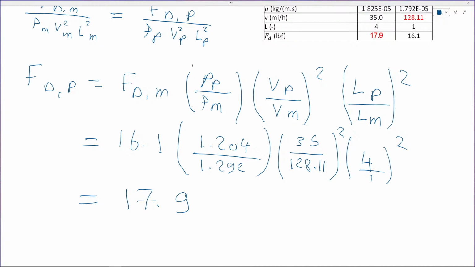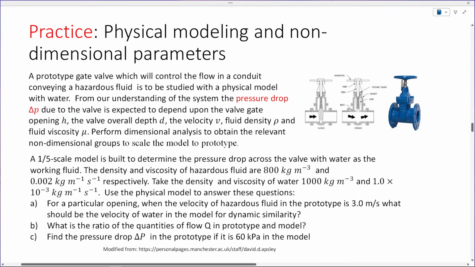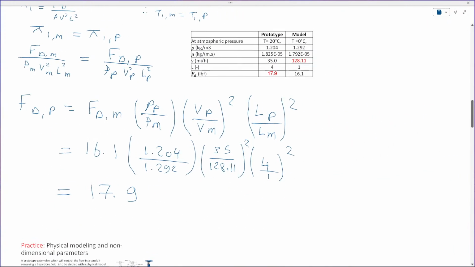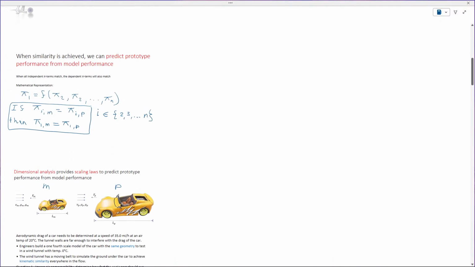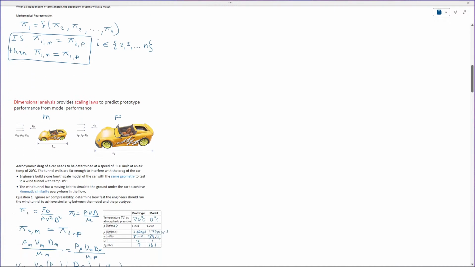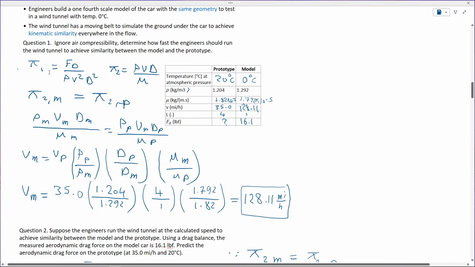Okay, let's see how we are doing in time. I think we are doing good in time. I'm keeping it short. So this is your practice problem. Let me show you your practice problem. Let's just recap what we did here. First, by knowing the pertaining variables, we were able to derive a relationship, we were able to derive these pi terms, non-dimensional parameters.